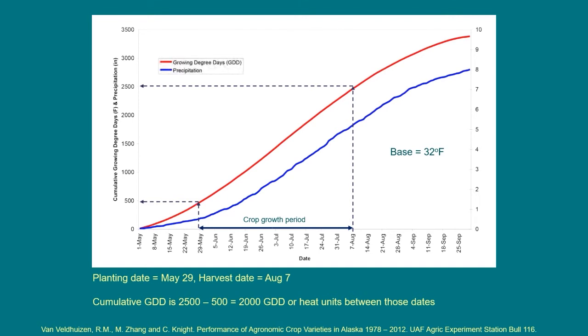In this example, a crop was planted on May 29th when the season already had 500 cumulative growing degree days, and the harvest was on August 7th when the season had 2,500 growing degree days. The cumulative growing degree days from planting to harvest would be 2,500 minus 500, which is 2,000 growing degree days.